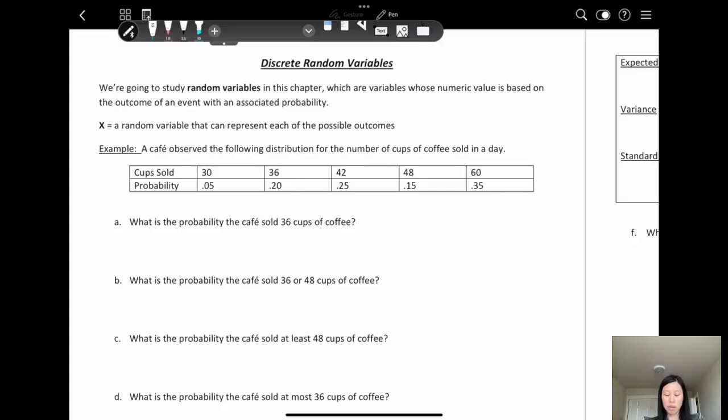Today we'll talk about discrete random variables. So, what is a discrete random variable? A discrete random variable can take on a countable number of possible values, such as 0, 1, 2, 3, 4, 5, which are numbers like jumps.